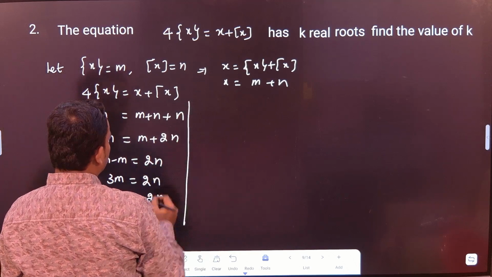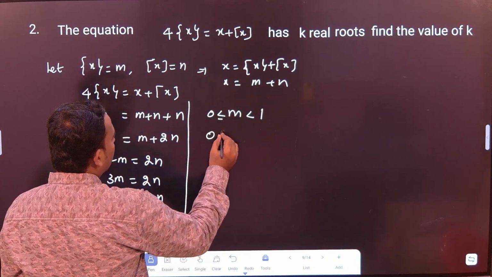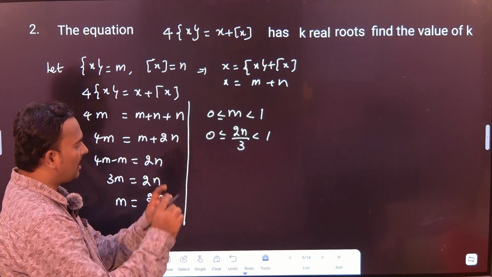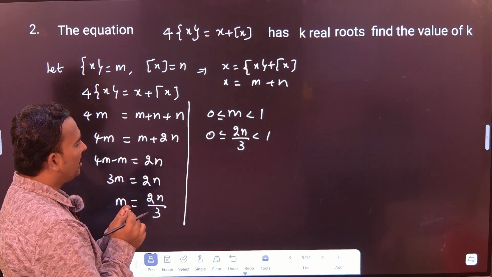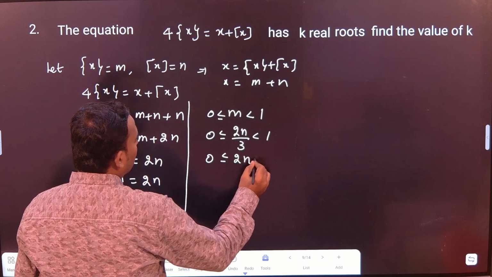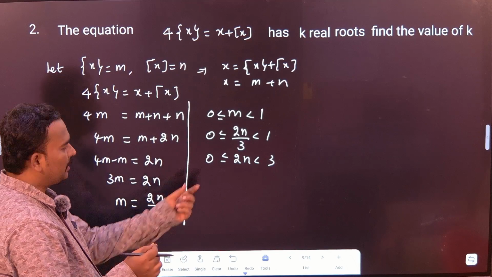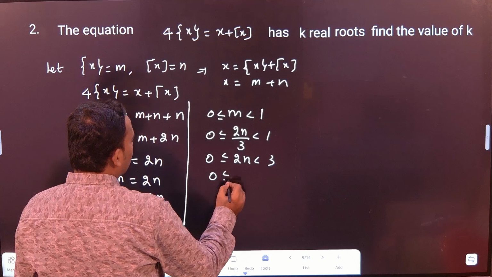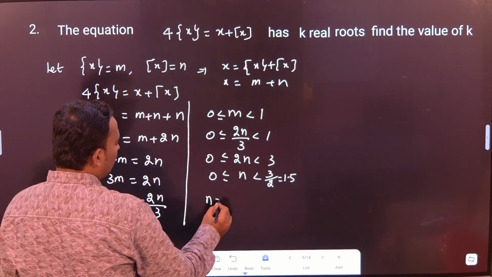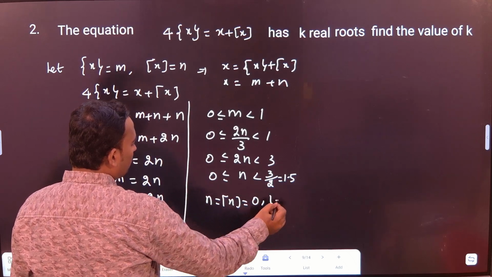But you know that the range of m is 0 to 1. What is m? 2n by 3 you can substitute. You can find the n values, right? You multiply by 3 first, 0 less than 2n less than 3. Now you have to divide by 2, because we need n only. 0 less than n less than 3 by 2. 3 by 2 is 1.5. So what are the integer values? What is n here? The greatest integer. What are the values possible? 0, 1 only possible.